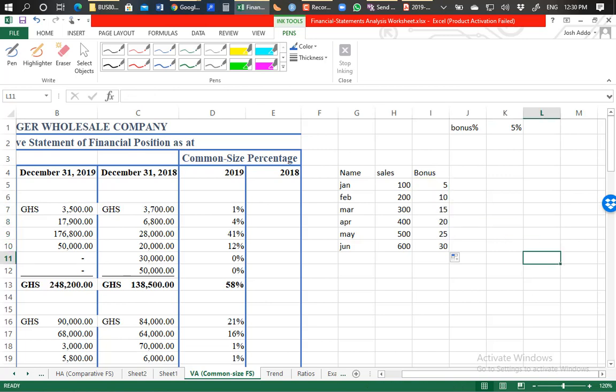And when you do it like this, you can always even change this one. I can change this to, okay, what if I increase their bonus to 10%? What happens to them? Then you can see that it reflects automatically.